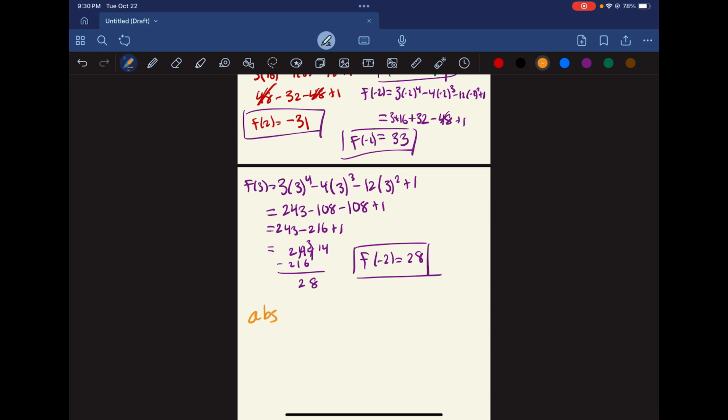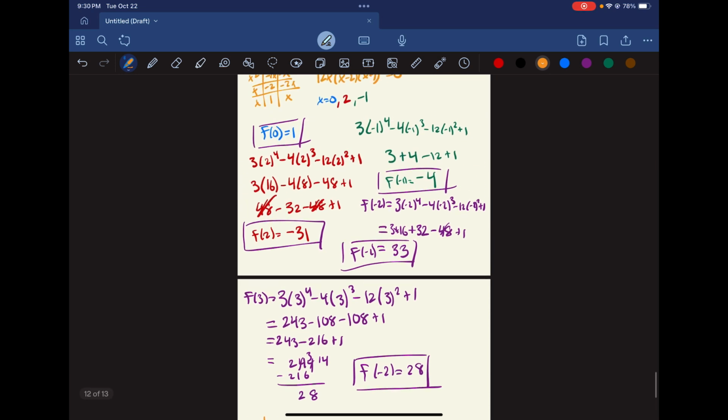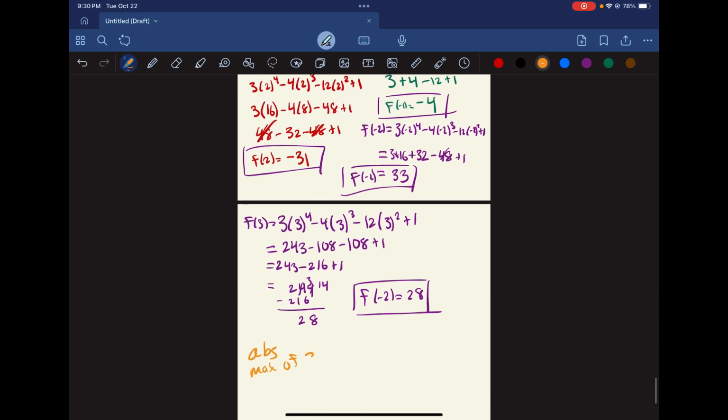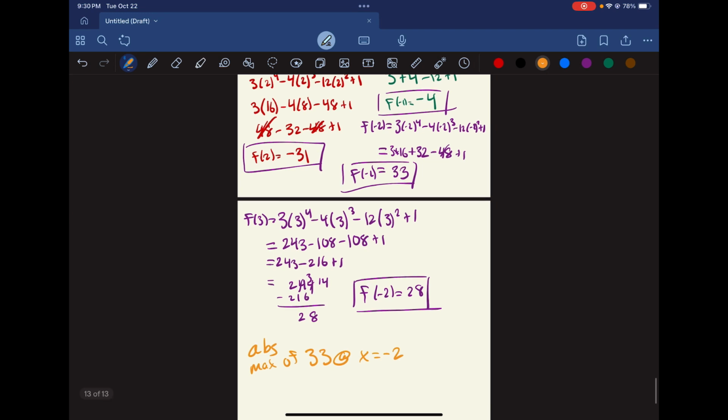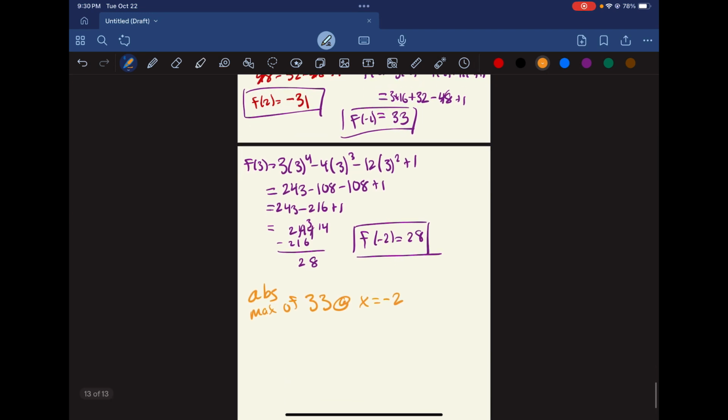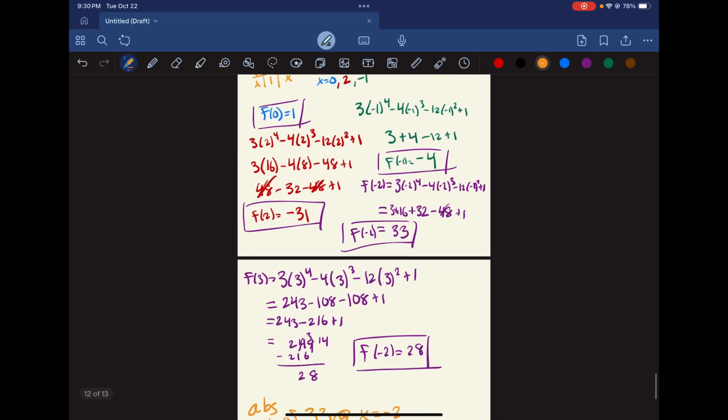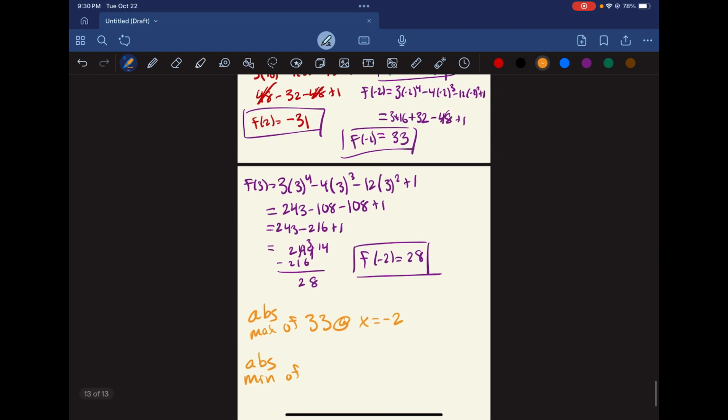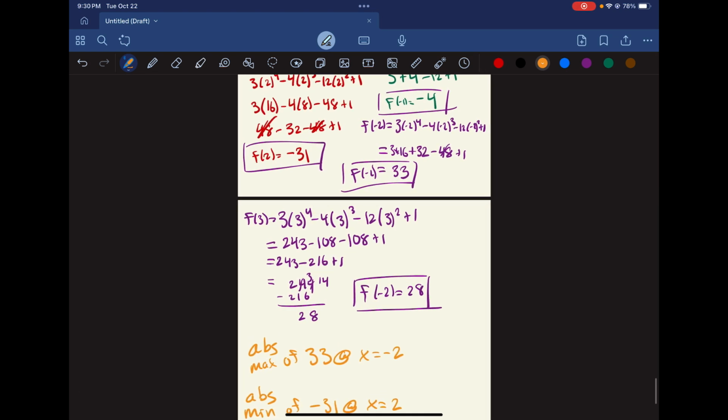So for absolute max, what is the greatest y value we have here? It appears to be 33, and this occurs at x equals negative 2. Then we have an absolute min, which is the lowest y value on this interval. It appears to be negative 31 at x equals positive 2. So that would be our answer there.